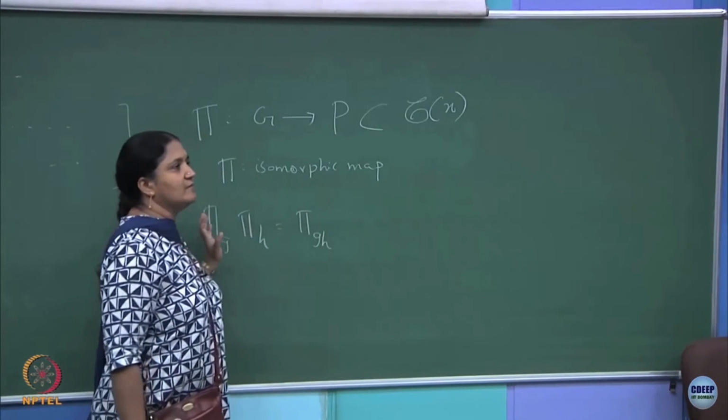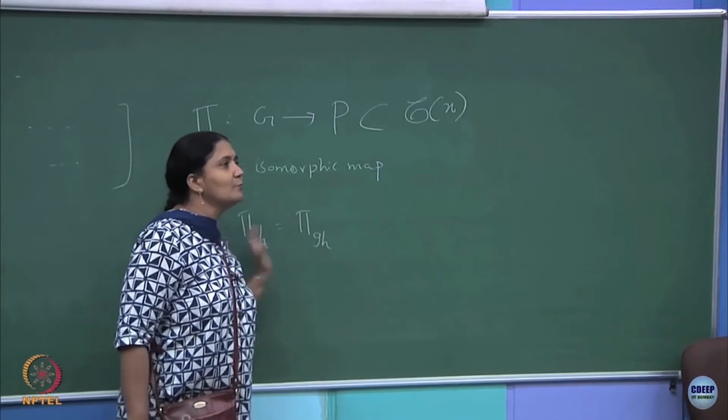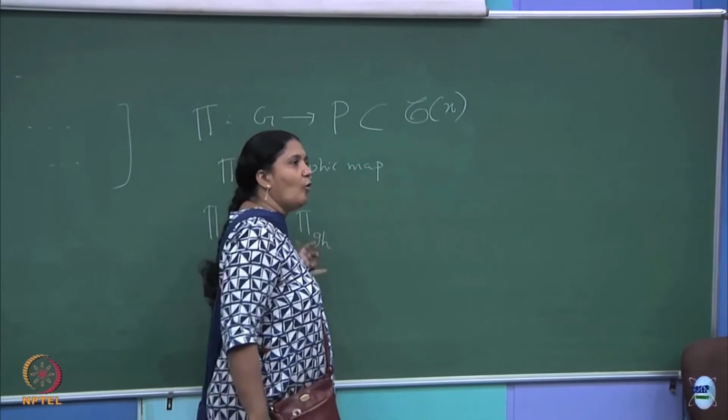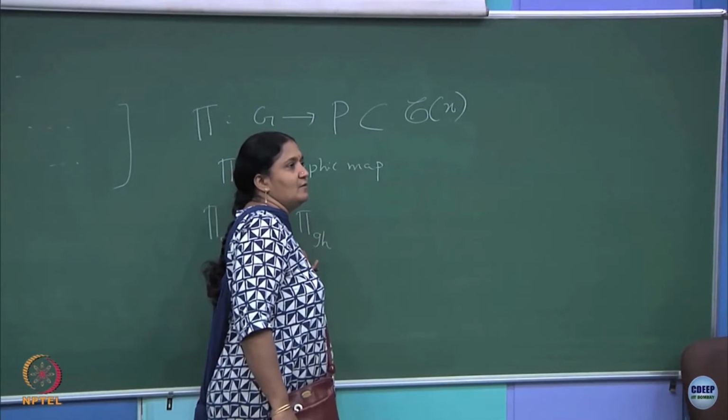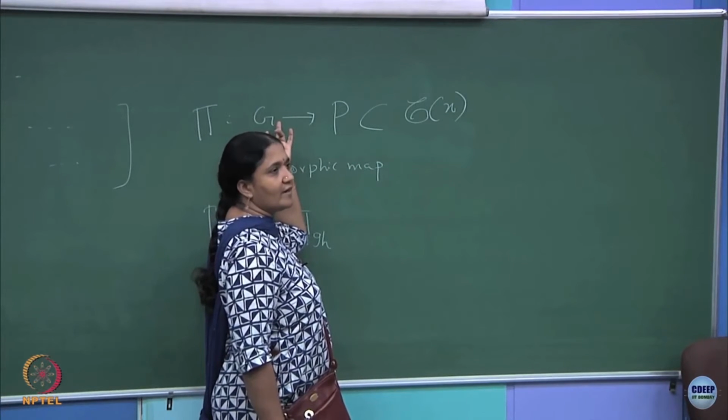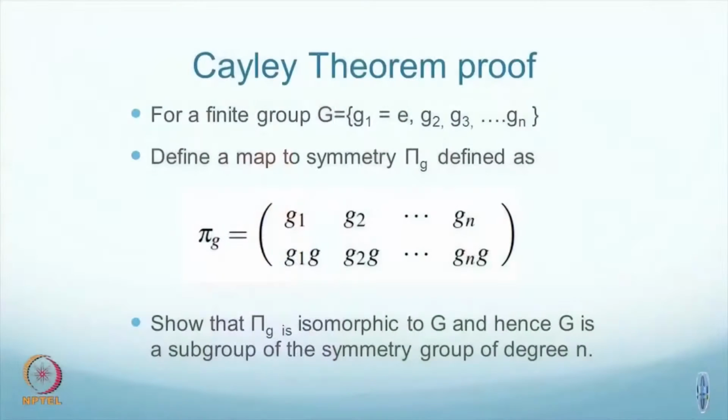And once I show this, the subset of permutations in your symmetric group of degree n will have all the group properties, and it is going to be isomorphic to your finite group of order n. Okay. So, that is Cayley's theorem, and this I gave in one of your assignments to check, and this is the way to prove it. Okay. So, I have said show that pi G is isomorphic to G, and hence G is a subgroup of the symmetric group of degree n.